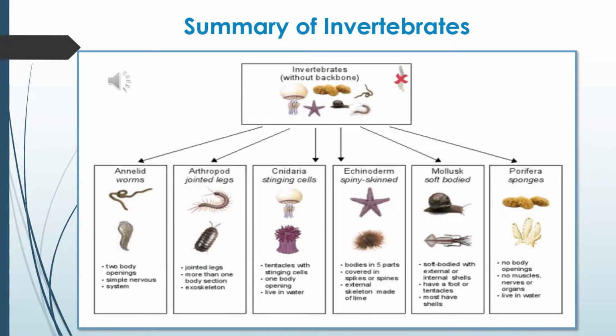Here is your summary of invertebrates. Remember, invertebrates are animals without backbones: annelids, arthropods, cnidaria, echinoderms, mollusks, and porifera, the sponges. Underneath each box gives you a description of each type of animal. You may use this for your activities and assignments in this lesson.